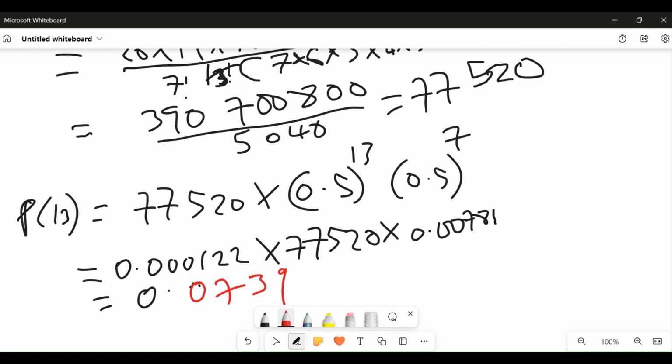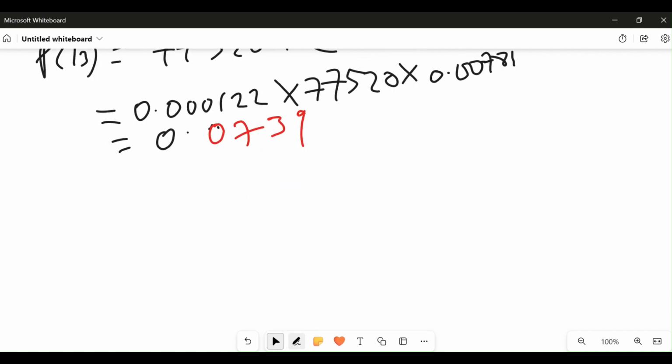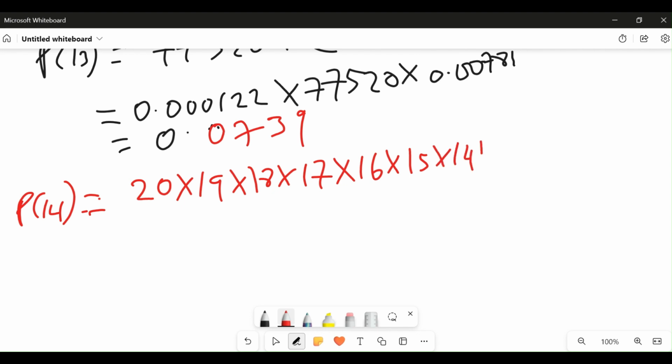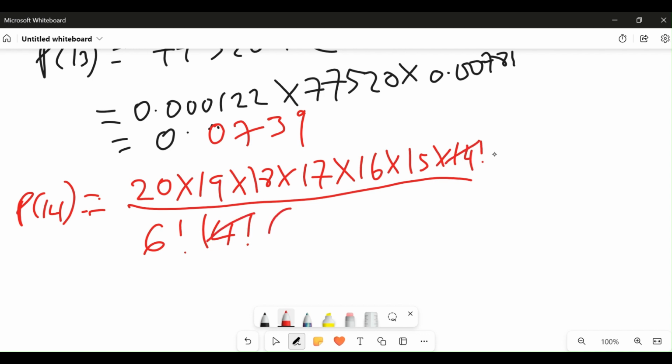So let's quickly do the 14. What is P of 14? That will be 20 times 19 times 18 times 17 times 16 times 15 times 14 factorial, all divided by 20 minus 14, which gives us 6 factorial times 14 factorial. 14 factorial cancels 14 factorial. 6 factorial is the same thing as 6 times 5 times 4 times 3 times 2 times 1.